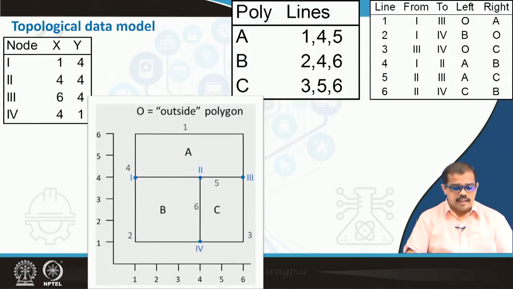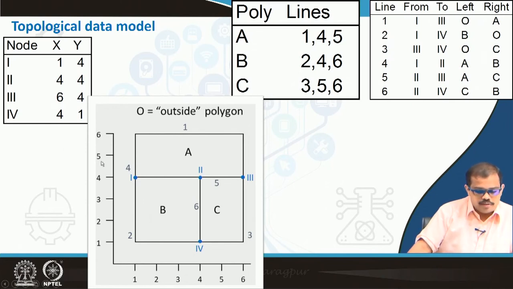When we look at the topological data model, for example here, node 1 is a point that is represented between 1 and 4. If you look at this particular node 1 in the drawing, these are connected by 1 and 4, whereas node 2 is connected by 4. Node 3 is 6 and 4, and node 4 is between 4 and 1. That is how you represent a point.